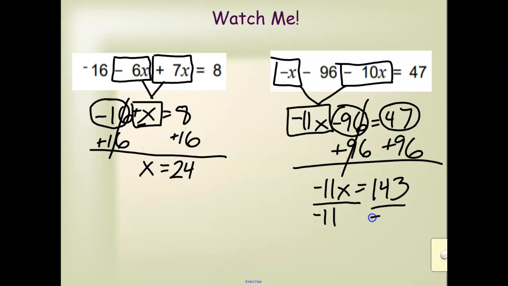And whatever I do on one side, I'm going to do on the other. So I'm going to slash that out right there. I'm going to get x equals negative 13. Magic triangle rules apply here. And again, you can do a check. It just takes a long time.